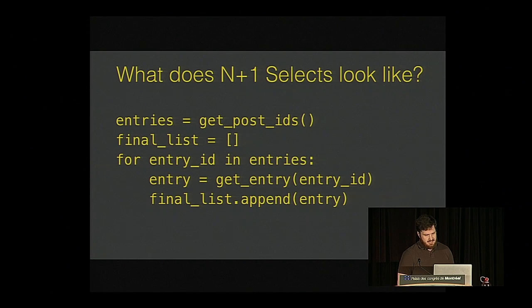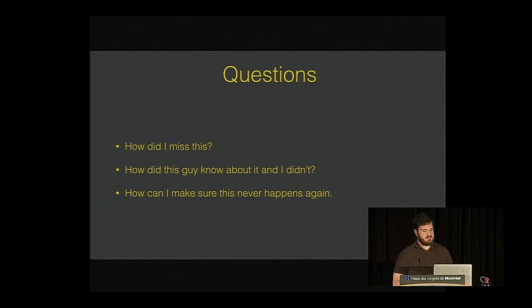So I had a few questions, which is, how did I not know this? How did I miss this thing? How did Igor know about N+1 Selects, and I had never heard of N+1 Selects? And then how can I make sure this never happens again? It was very interesting because it identified a gap in my knowledge. And so I guess that begs the question of what is big O notation?